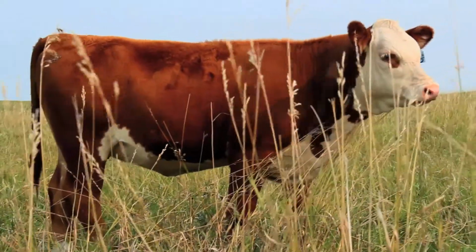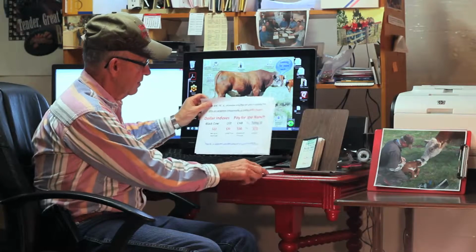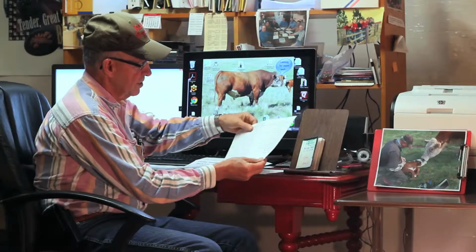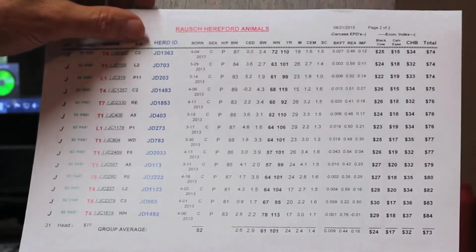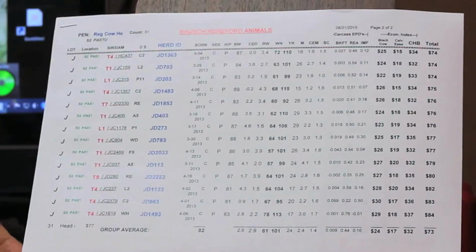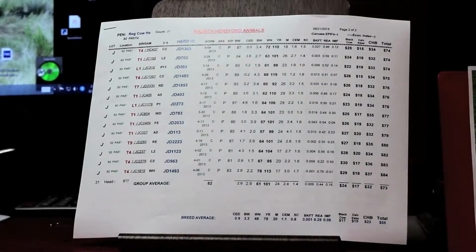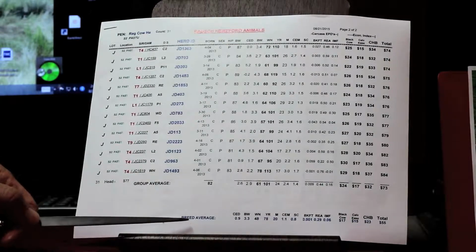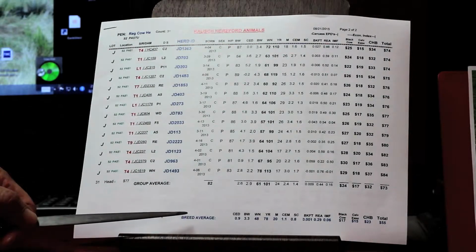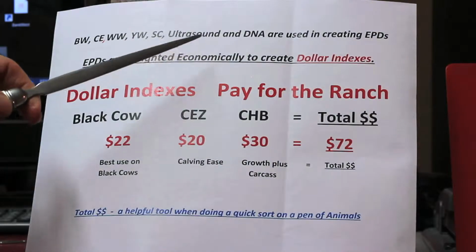From our local database, we can sort any way we want, and we can generate reports that show the weaning weight and the yearling weight. All those weights are indexed within our herd, and then they're also indexed within the national averages. Those indexes create EPDs. Once EPDs are created, they can create economically important EPDs that go together to create dollar indexes.